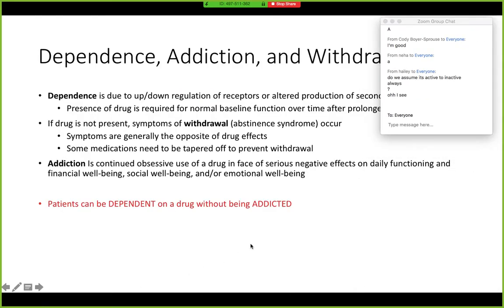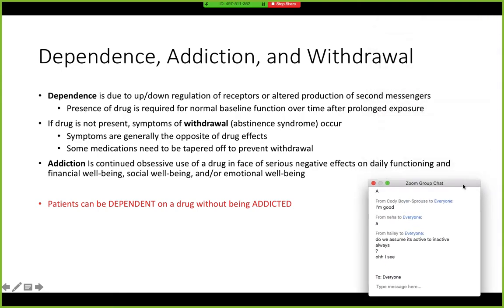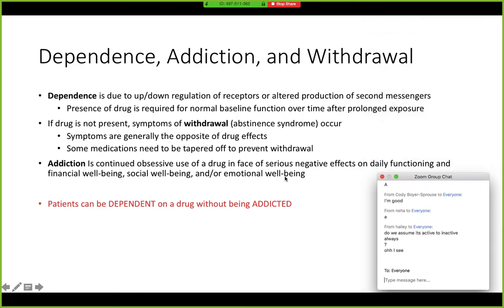All right, this one. So this concept, I don't remember if it was on the exam last year, but we have been tested on it several times. I know last year this question came up in EPC. So make sure you understand the difference between dependence, withdrawal, and addiction. So dependence is due to the up and down regulation of receptors. And if you're dependent on a drug and you're no longer given that drug, like say you run out of it, then this can result in symptoms of withdrawal.